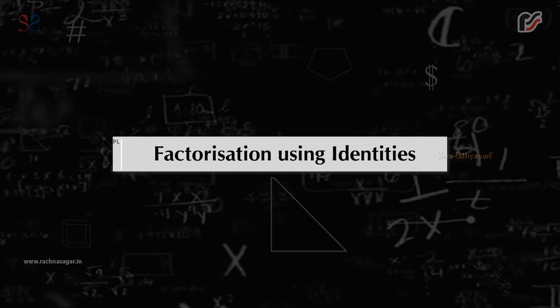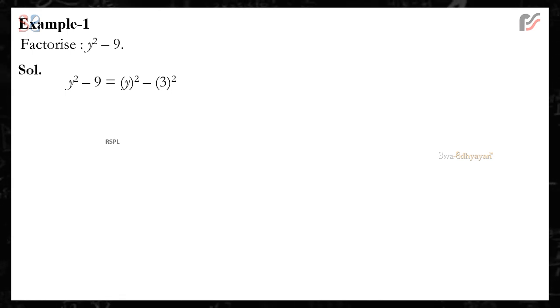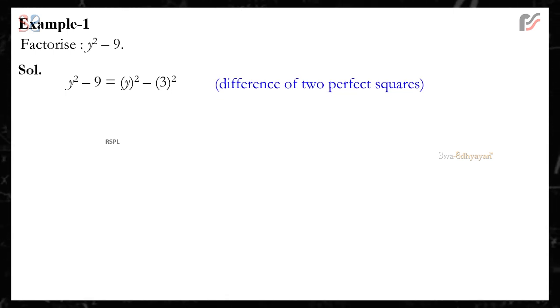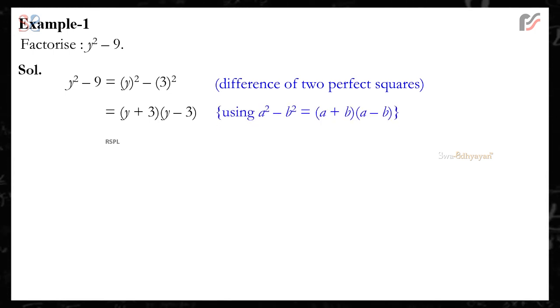Factorization using identities. Example 1. Factorize y square minus 9. Solution. y square minus 9 is equal to (y) whole square minus (3) whole square, difference of two perfect squares, which is equal to (y plus 3) into (y minus 3), using a square minus b square is equal to (a plus b) into (a minus b).